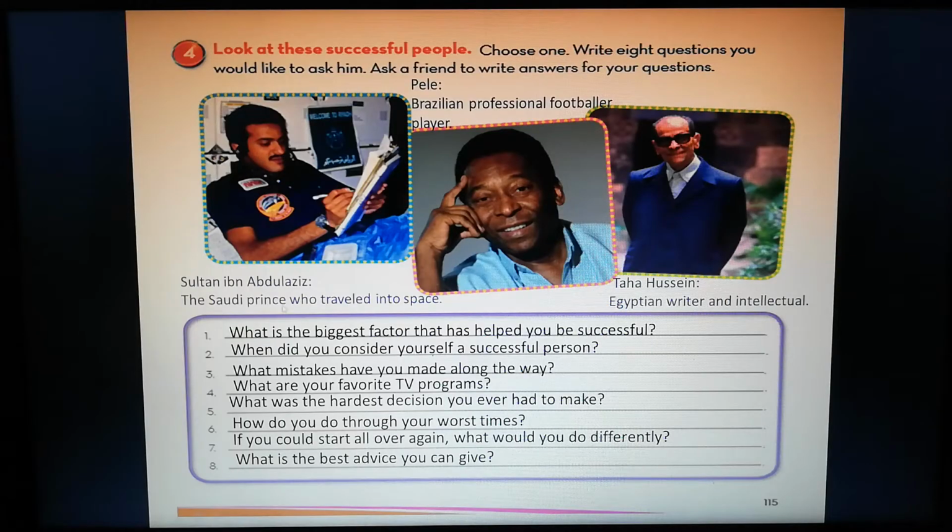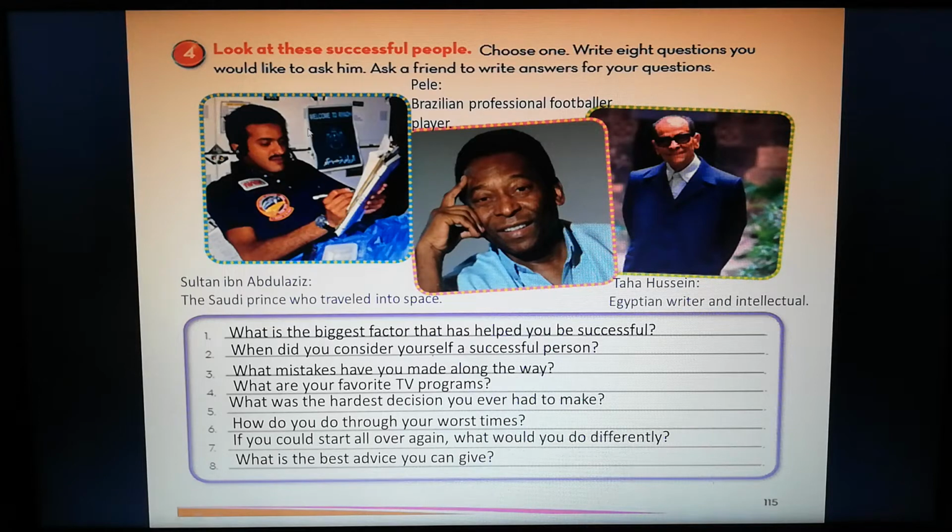Now let's move to exercise number 4, page 115. Look at these successful people. طلعوا على هدول الناس أو الأشخاص الناجحين. Choose one. اختار واحد منهم. Write 8 questions you would like to ask him. بدنا نكتب 8 أسئلة إحنا حابين نسأله إياهم. Ask a friend to write answers for your questions. وبدنا نطلب من صديق لإلنا يكتب أجوبة عن الأسئلة اللي إحنا كتبناها.